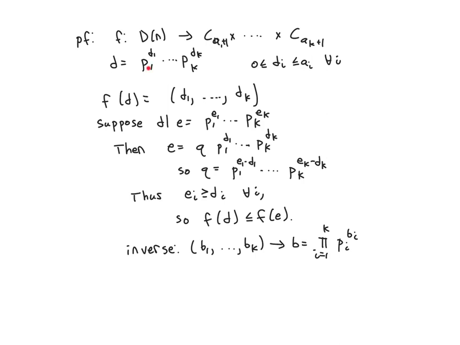And that's because, for instance, if the power of 2 dividing d was larger than the power of 2 dividing n, then d doesn't divide n. That's a consequence of Euclid's lemma. And so how do we define the map? Well, given this divisor, we just send it to this sequence of exponents in order.